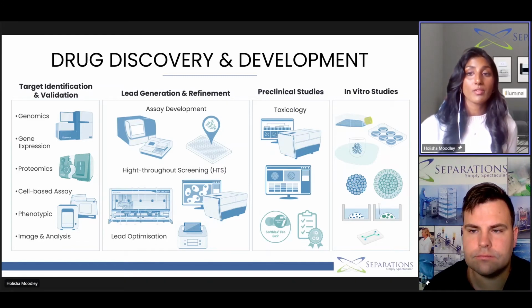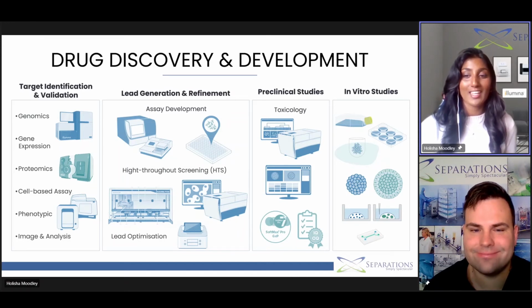So 3D models are not only a step before in vivo, they're becoming more relevant in the space. Drug discovery and development is a very expensive process in the long run, and being able to validate drugs at the early stages is quite vital and important.